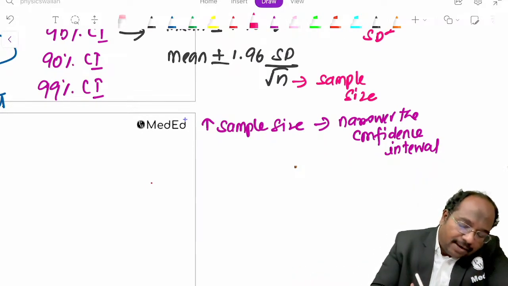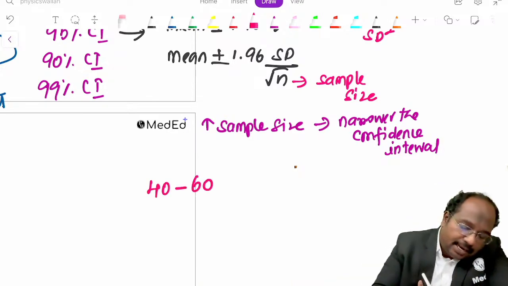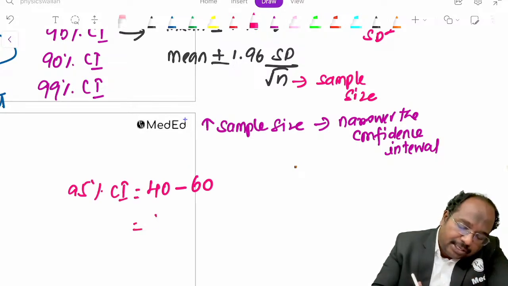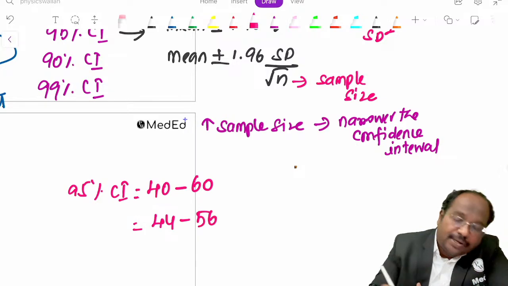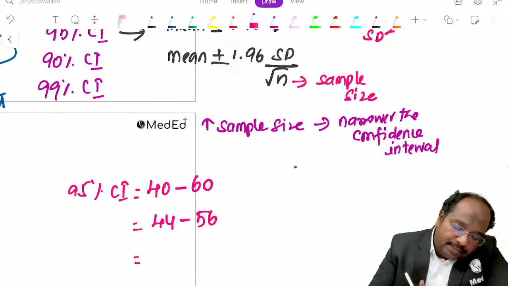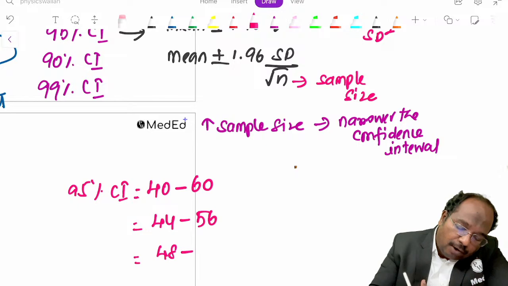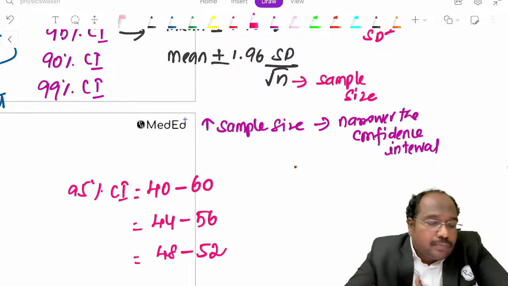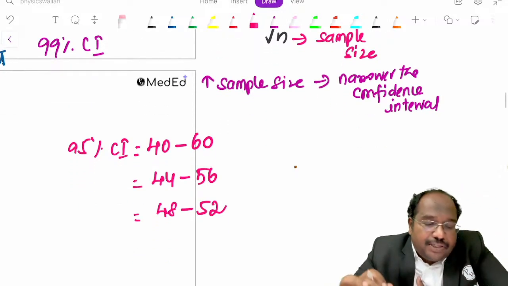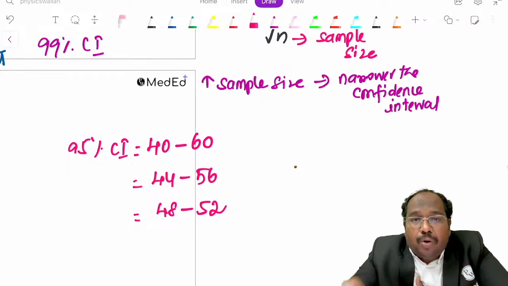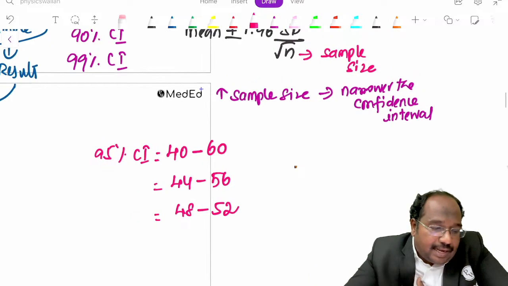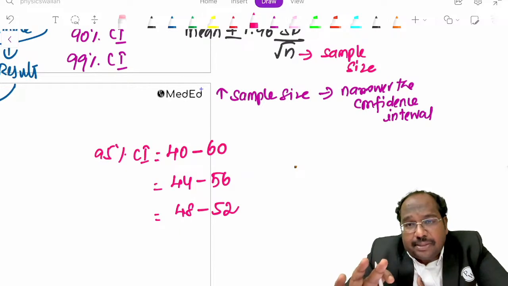The prevalence of anemia in one problem I will get 40 to 60%, 95% confidence interval. In another condition it shows us 44 to 56. In another 95% confidence interval it is 48 to 52. Can you tell me in which one there is more sample size? That's what we want. This is the narrower one I said.